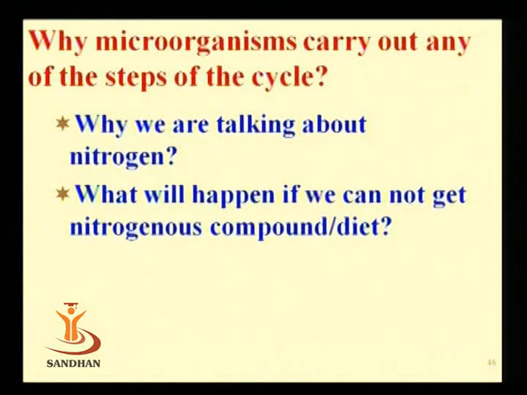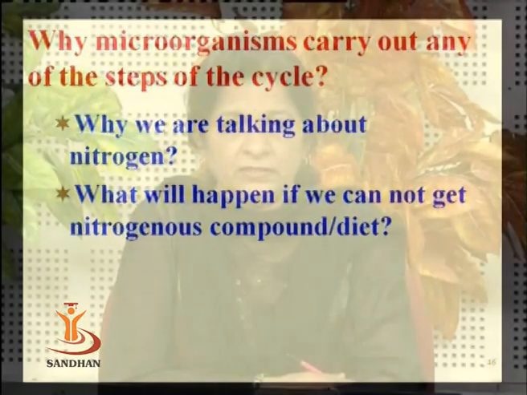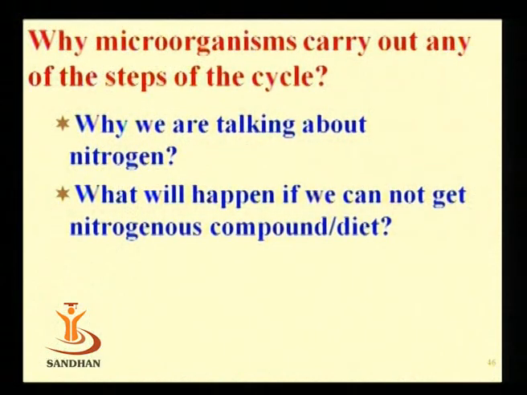You know that a cell needs nitrogen to build up its very important compounds like amino acids, proteins, DNA, RNA, certain nucleotides, coenzymes, vitamins, etc. So, if no nitrogen is there, then how will these building blocks, these important biomolecules be generated in our cells? Then suppose we are not getting nitrogenous compound in our diet, then we know that in the atmosphere there is nitrogen in the gaseous form. Can we not use it?